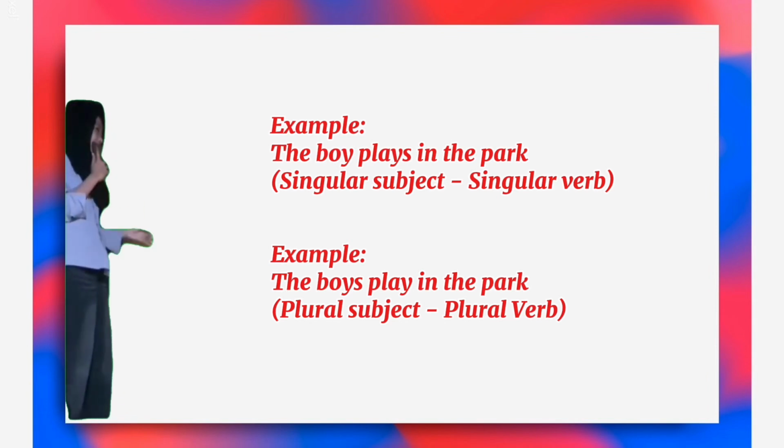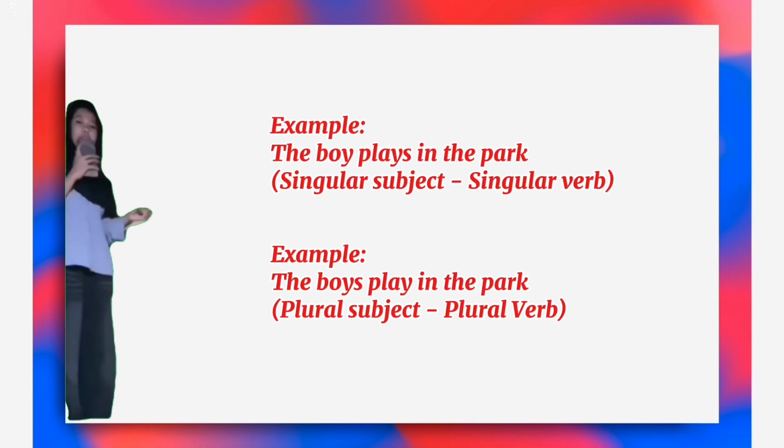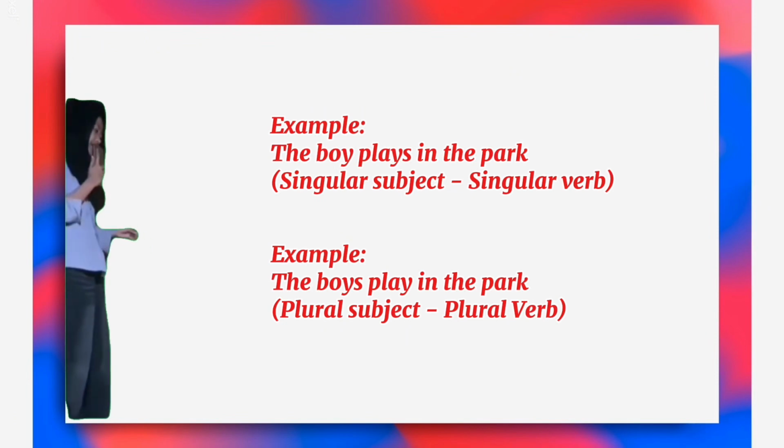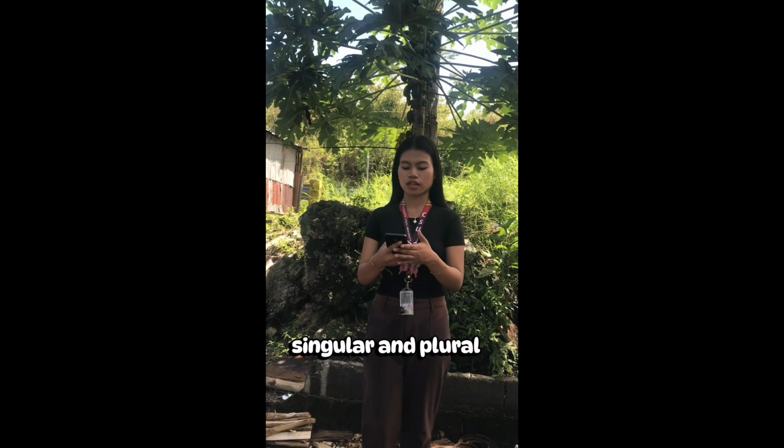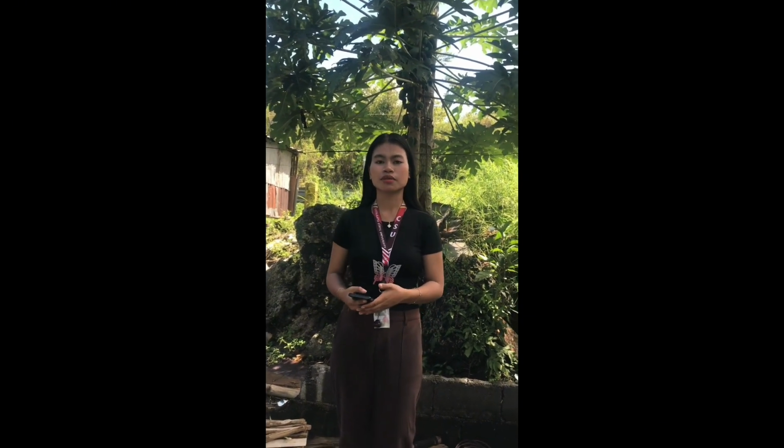The subject is the boys, which is plural because there is more than one boy. Therefore, the verb play is also plural because the rule is when the subject is plural, the verb should also be plural. So, in short, the subject and the verb must always agree in number. That is the general rule. That's all. So here are some special rules in subject-verb agreement.